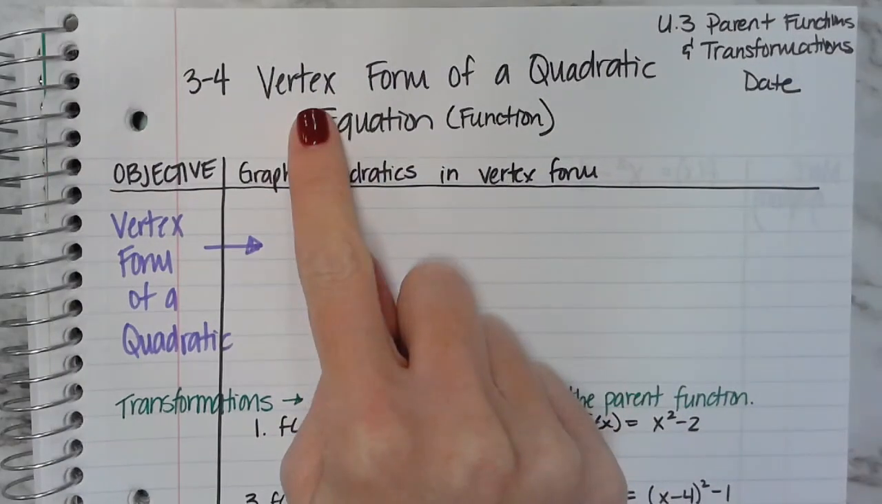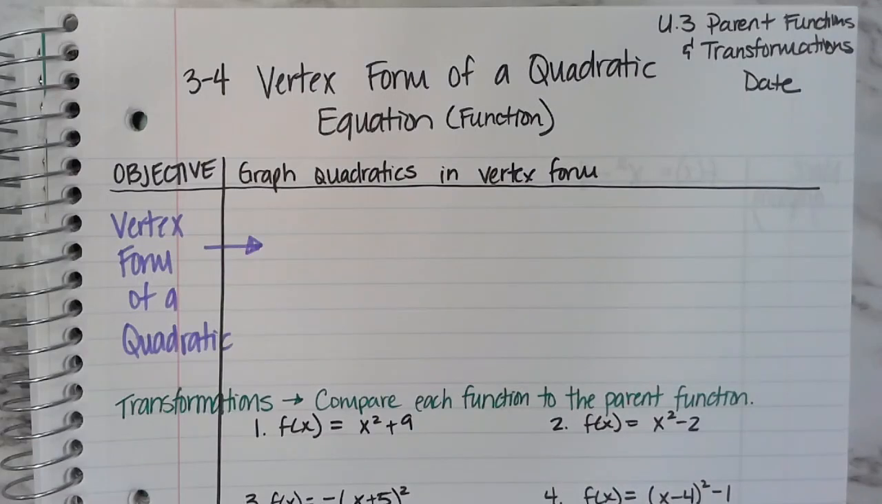We have lesson 3-4 today, vertex form of a quadratic function or equation. These mean the same thing here. Our objective is to graph quadratics in vertex form. So, remembering what shape a quadratic makes, it does make a U shape. We're going to take a look at vertex form of a quadratic.